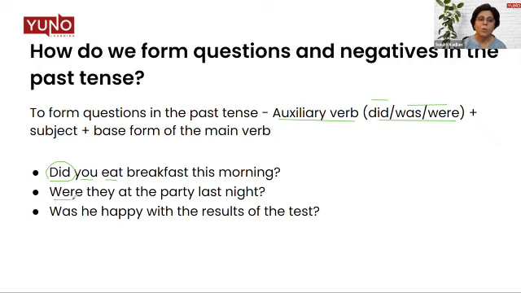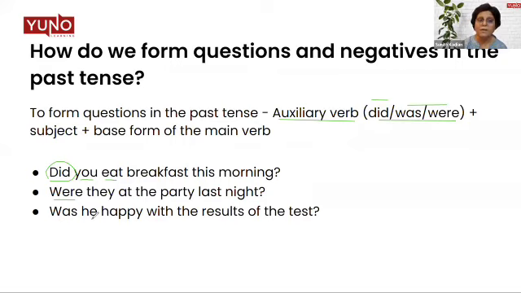Look at the next one. Were they at the party last night? Who is the verb here? Look at this sentence, they were at the party last night. How do you ask a question? They were at the party last night. Were they at the party last night? So we're using the word were to ask the question.